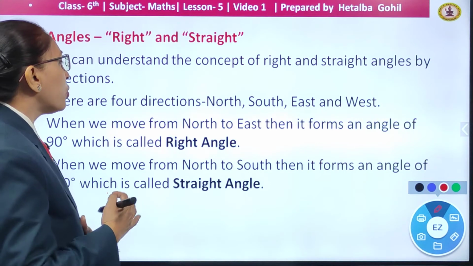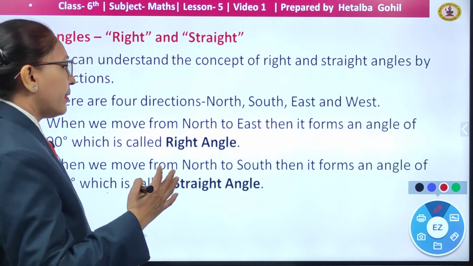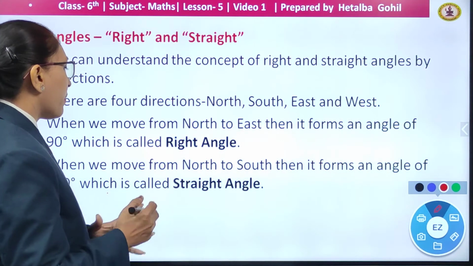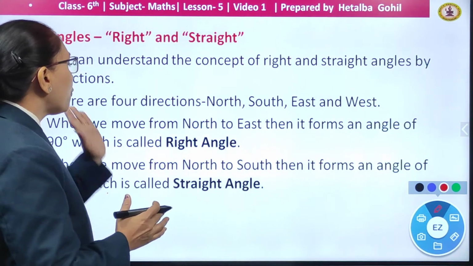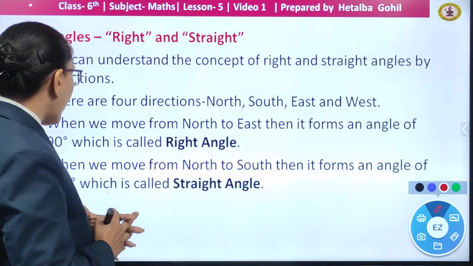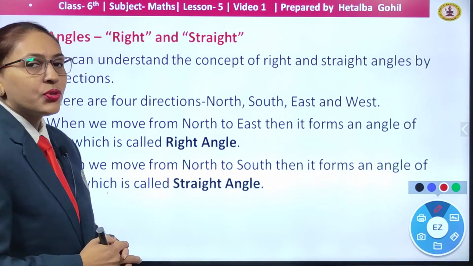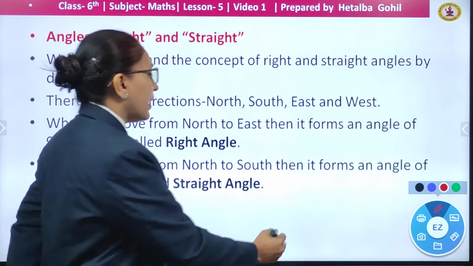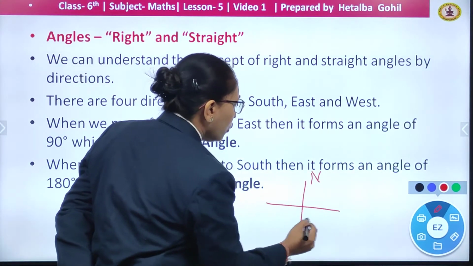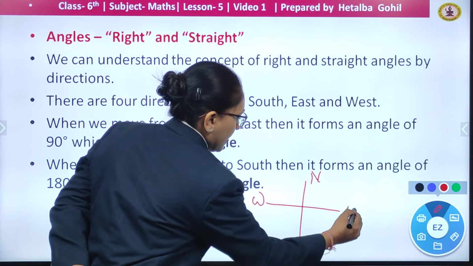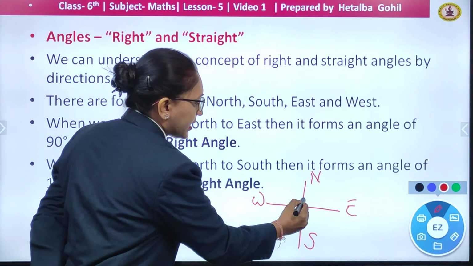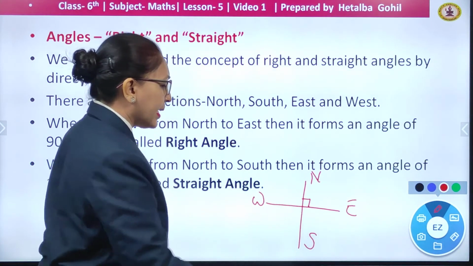When we move from north to east, it forms an angle of 90 degrees, which is called a right angle, and when we move from north to south, it forms an angle of 180 degrees, which is called a straight angle. Basically, these are the 4 directions. So, north to east, you can see this angle makes 90 degrees.